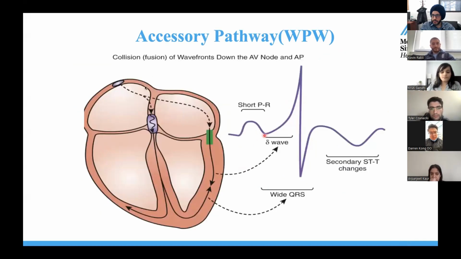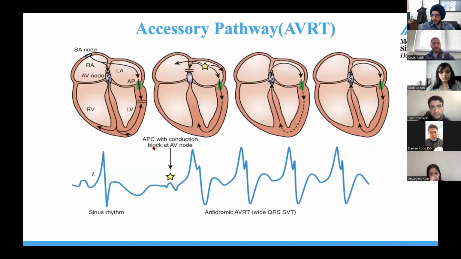I forgot to mention the delta wave itself. As I said before, it's due to abnormal depolarization, because you're not going through the normal path, you're going through an unusual path. That's why you form this wide QRS with the delta wave. And this is just another variant called AVRT, where the patient will have a PVC, form some sort of block, and then conduct through an unusual pathway. So it's a similar process as Wolff-Parkinson-White.